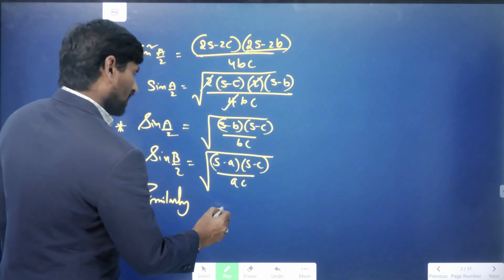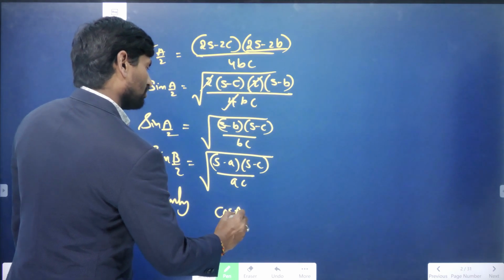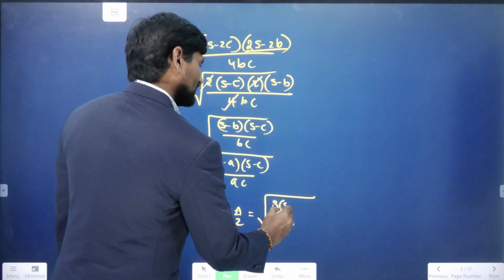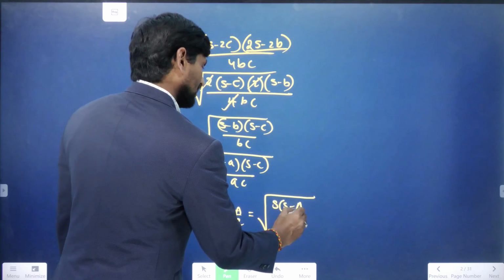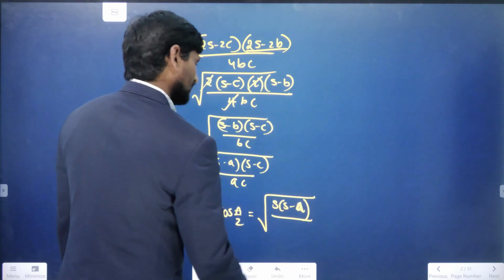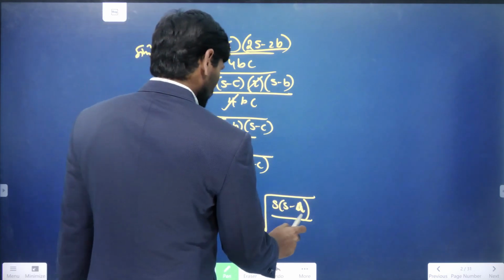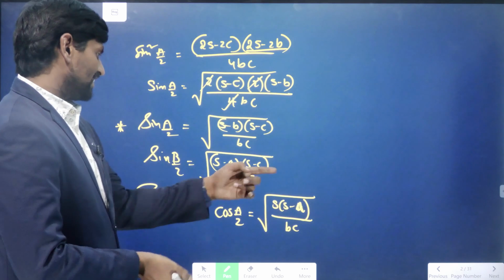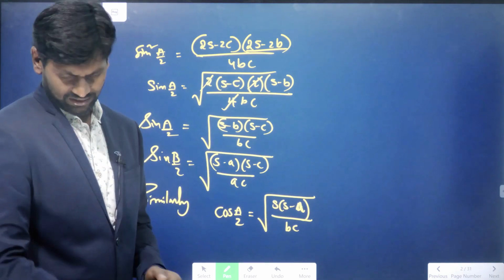we can prove the cos a by 2 formula also. Cos a by 2 is equal to root over s into s minus a by bc. Cos a by 2 formula, s into s minus a by bc. Okay na?